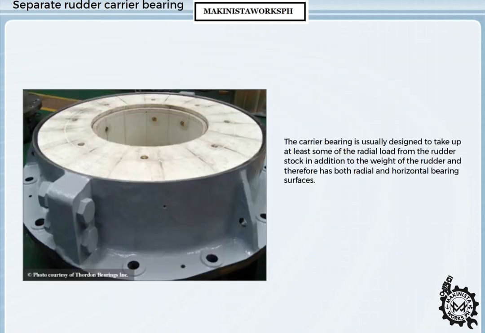It is also necessary to ensure that the rams are not bent or deflected by any vertical forces, so ram-type steering gears always need a separate rudder carrier bearing to support the weight of the rudder. The carrier bearing is usually designed to take up at least some of the radial load from the rudder stock in addition to the weight of the rudder, and therefore has both radial and horizontal bearing surfaces. The alignment of the rudder stock is sometimes assisted by using a bearing surface which is conical in shape. With modern bearing materials, there should be very little wear on the rudder carrier bearing.